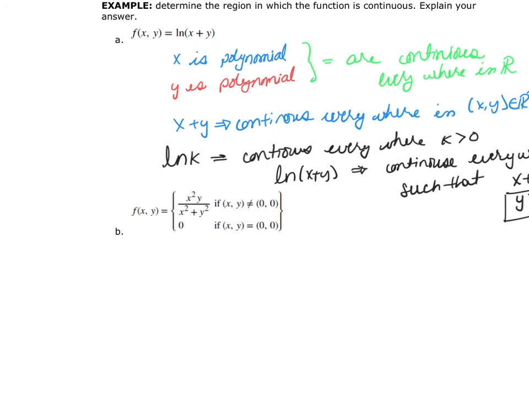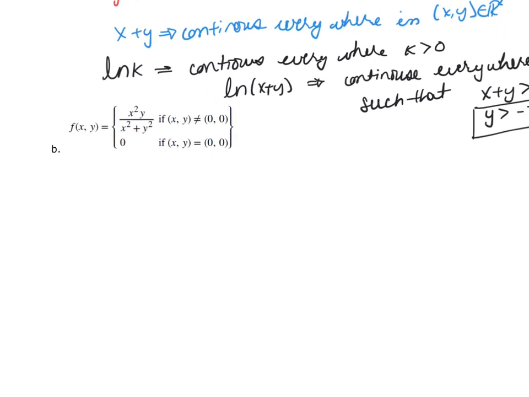So let's take a look at our next example. This is piecewise. And I know that students struggle with piecewise, so we'll spend a little extra time with it. So first of all, when the ordered pair x, y is not equal to the origin, I use this function. If it is equal to the origin, then I use this. So that tells me in general that it looks like I'm going to have continuity everywhere.